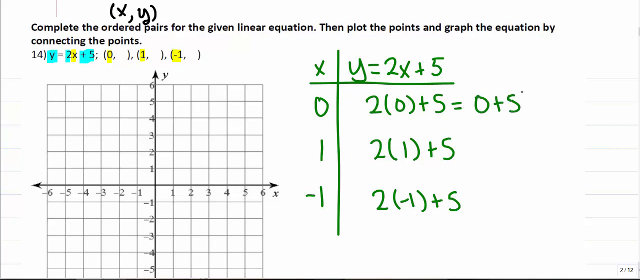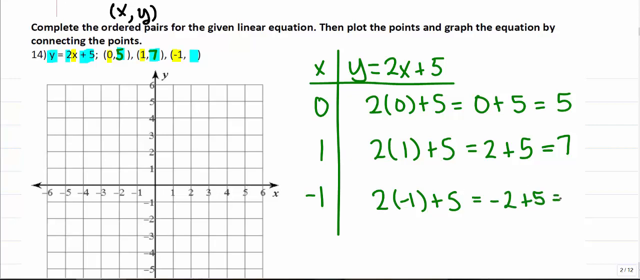And so when I plug in 0, 2 times 0 is 0, 0 plus 5 is 5. And so what this tells me is that this point right here is the point 0, 5. So we're looking for these values. So when x is 0, y is 5. Then when x is 1 and I plug it in, 2 times 1 is 2, plus 5 is 7. So this value would be 7. And then here, 2 times -1 is -2 plus 5. That would actually be 3.